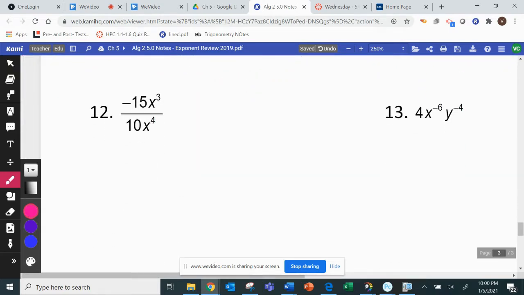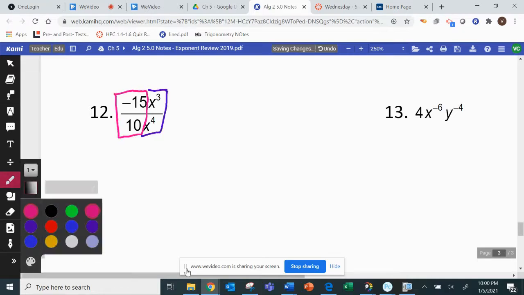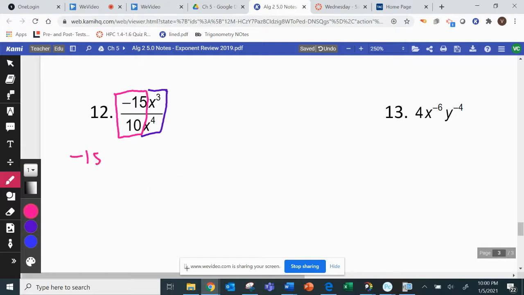Okay, number 12. I'm going to separate the numbers from the x's. So negative 15 over 10, I'm going to look for a factor. Negative 3 times 5 over 2 times 5. If I can factor out the 5, I can reduce it.